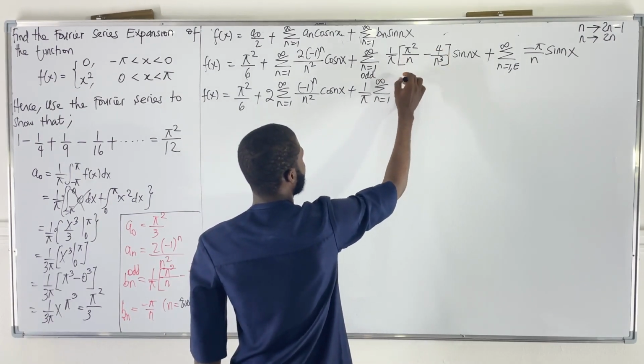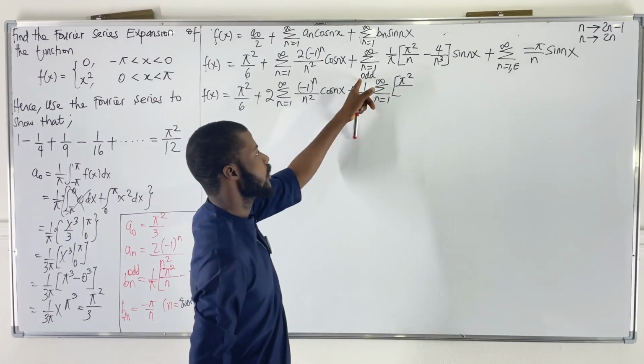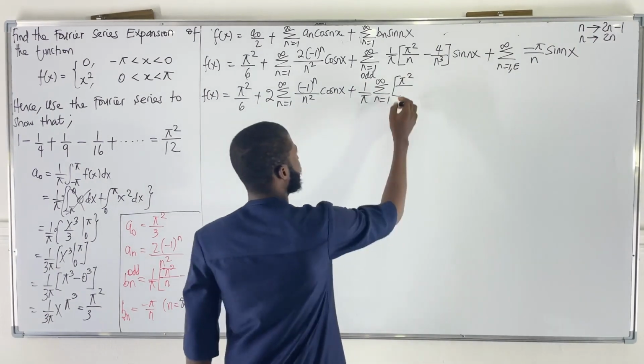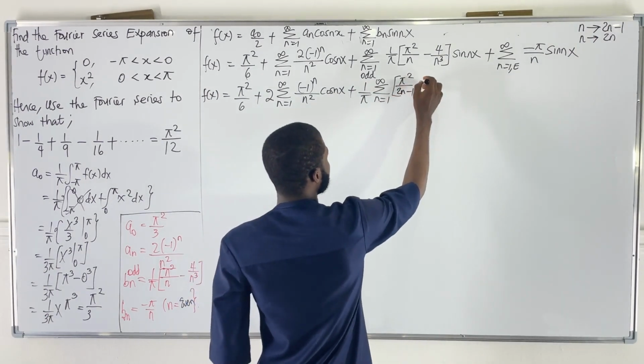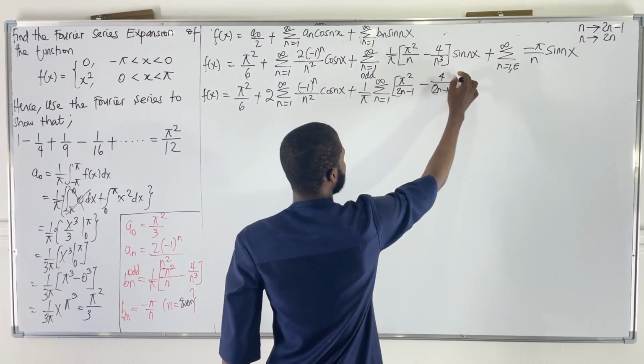So this is pi squared divided by, now since this is odd, all of the n, replace it with 2n minus 1. So this will be 2n minus 1, minus 4 divided by 2n minus 1 cubed.